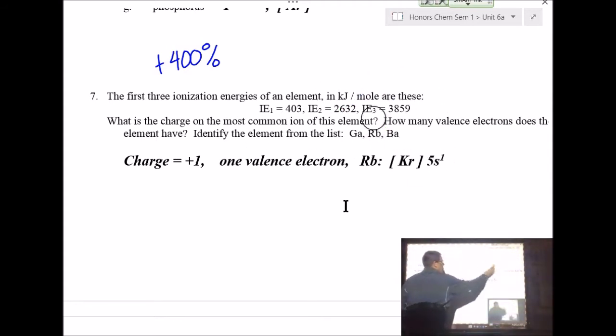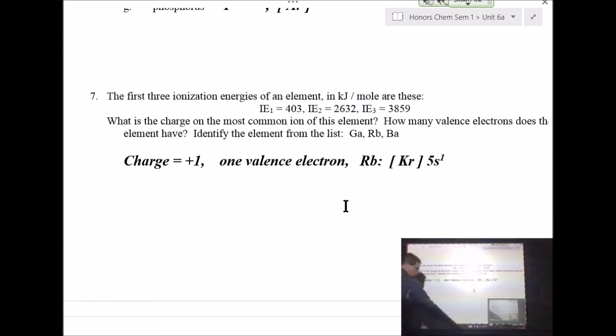And I think we have a couple more type questions like this. So since one is easy, it's a valence electron. One valence electron has a +1 charge, and of this group, it's rubidium. Isn't that fun?